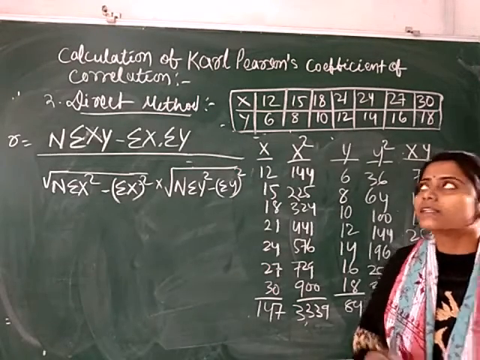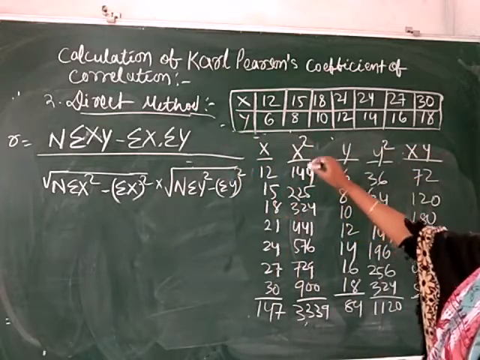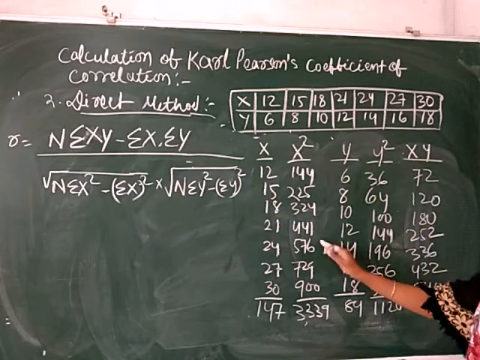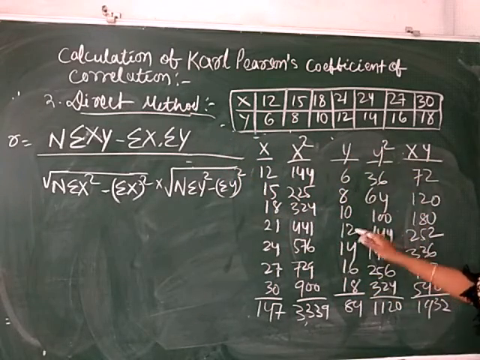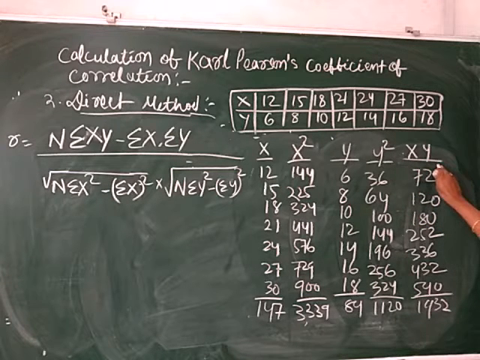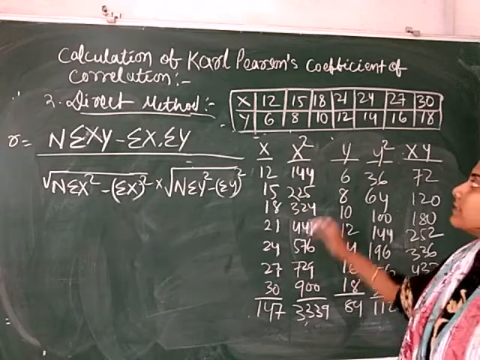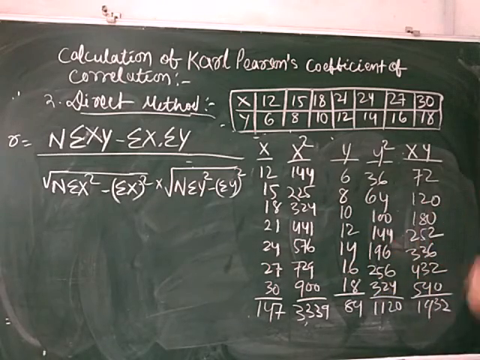Now we will calculate the coefficient of correlation under the direct method. We take the same example. First we write the x, then we compute x square. Then we write the y, then we compute the y square. Now we compute the x into y. Then we compute all the summations of x, x square, y, y square and xy.